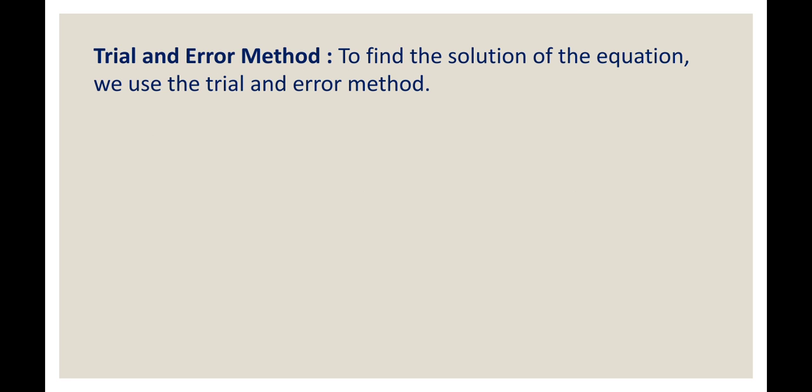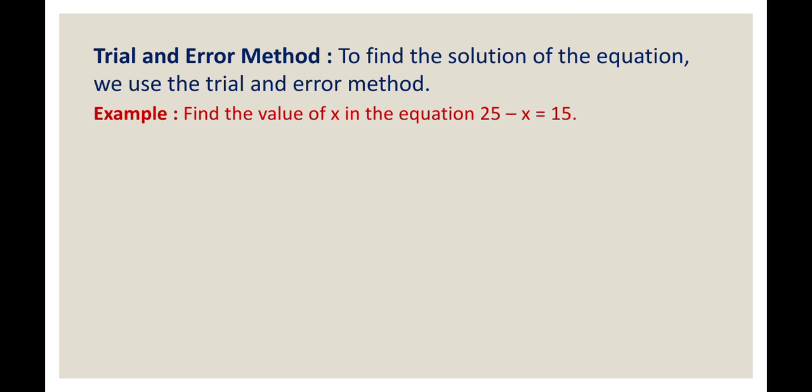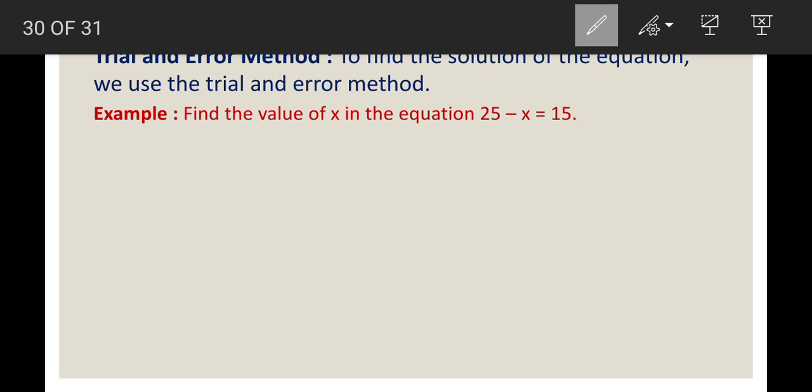So look at this one. Here is an example. Find the value of x in the equation 25 minus x equal to 15. We have to find the solution of this equation by using the trial and error method. Trial and error means you just select any value and put it in the equation. If it is satisfied, both sides are equal, then you can say that it is the solution of the equation. If it is not satisfied, it is not the solution.